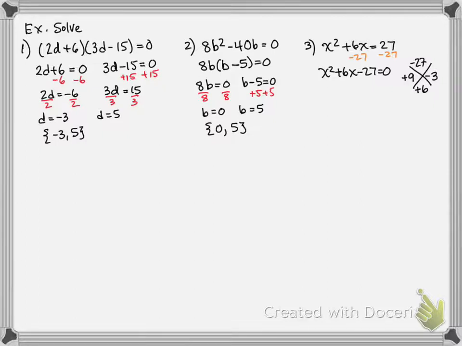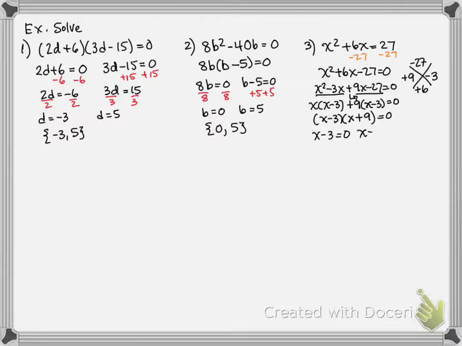So I put the 9 with the positive, the 3 with the negative, so when I add I get a positive 6. So that gives me x squared, I'm going to put the negative first, minus 3x plus 9x minus 27 equals 0, and then I factor by grouping. I get x times the quantity x minus 3, and then plus, because they have a 9 in common, that's going to give me an x minus 3. So it gives me x minus 3 times x plus 9. Now we use the zero product property, and we set each factor equal to 0, and we solve.